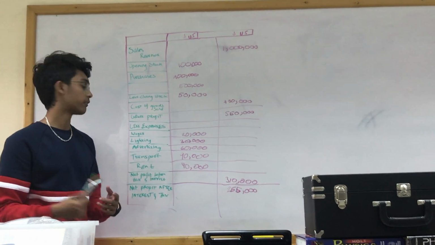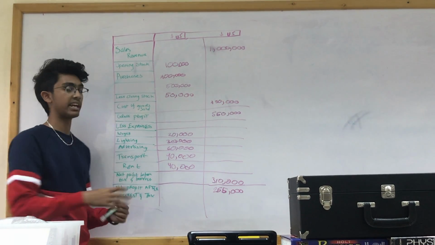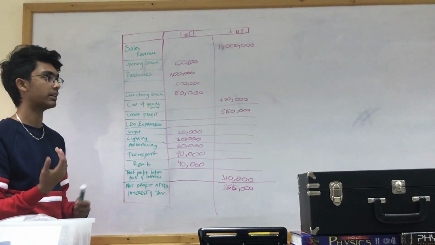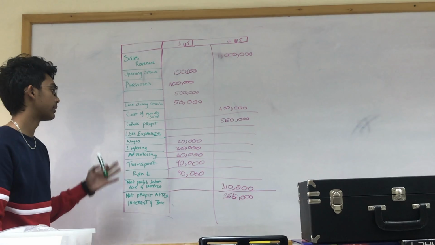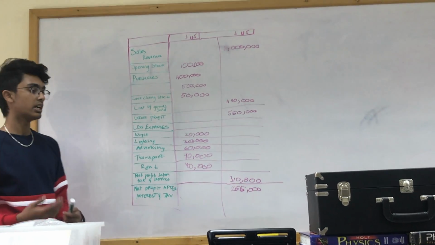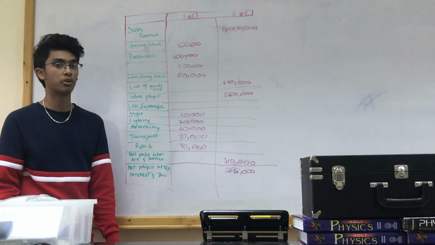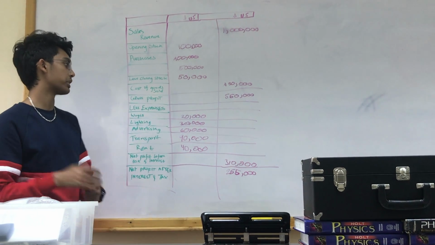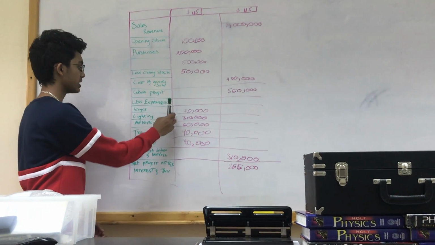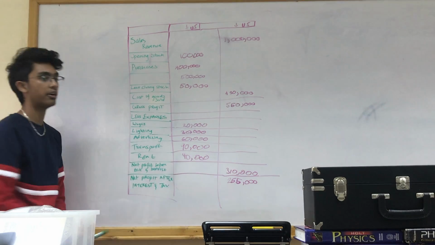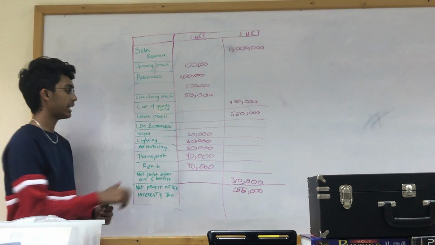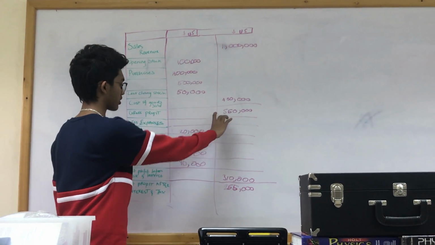The second part of the profit and loss account is basically what the expenses of the company are, like expenses that are sometimes variable, like lighting and electricity, where you don't know how much you're going to use in that month or year. So wages, lighting, advertising, and transport are all things the company can spend on. And after all that, you minus it from your gross profit.